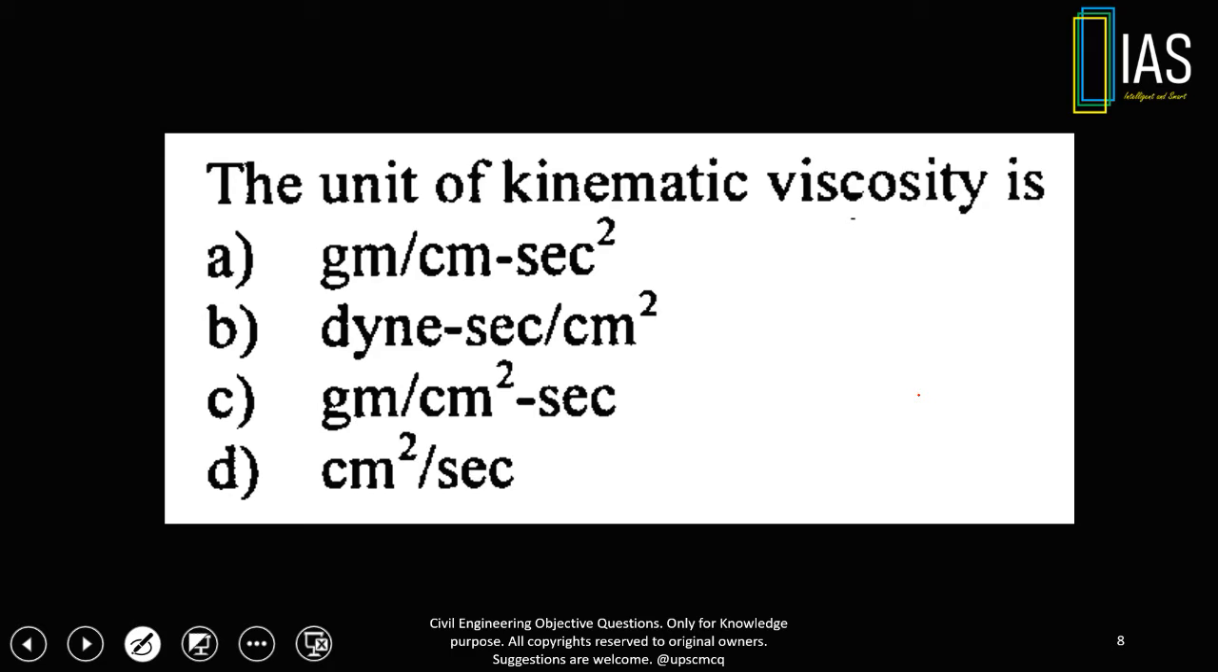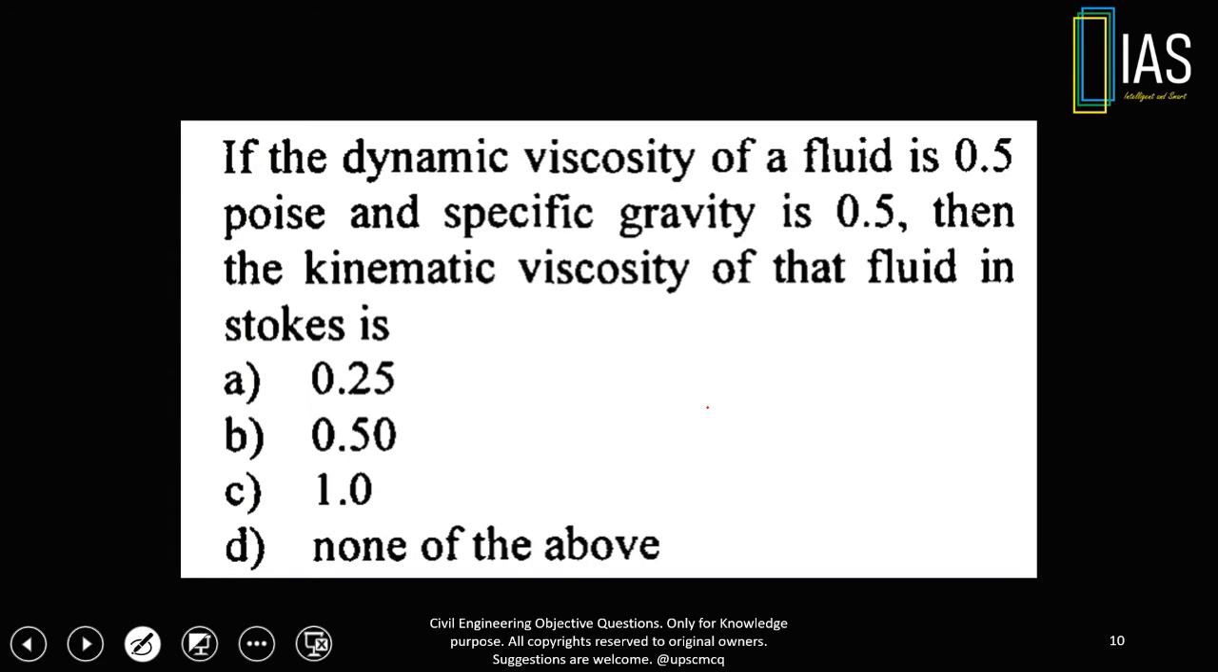Unit of kinematic viscosity is centimeter square per second. If the dynamic viscosity of a fluid is 0.5 poise and specific gravity is 0.5, then what will be the kinematic viscosity? We know that kinematic viscosity is mu upon rho. Therefore from that we can solve it and get 1 as the answer.